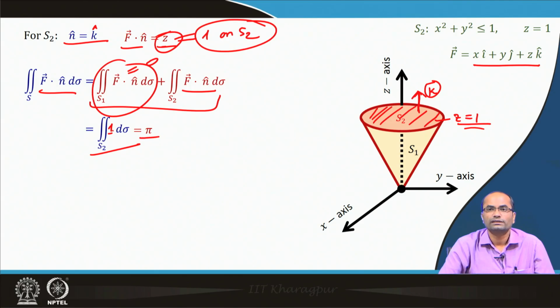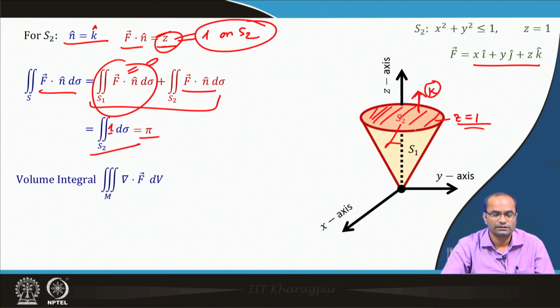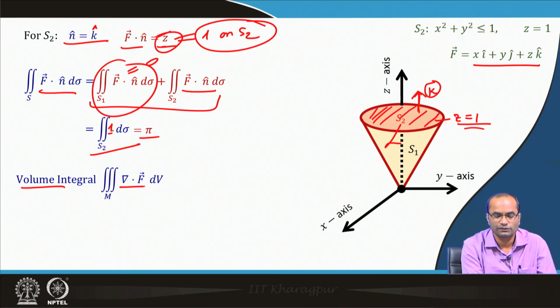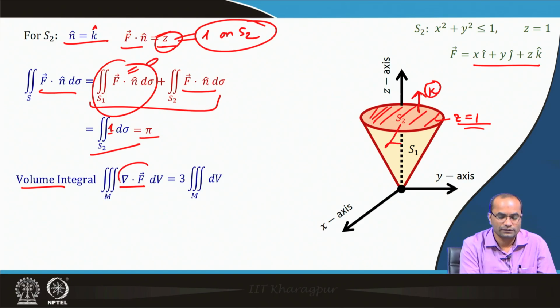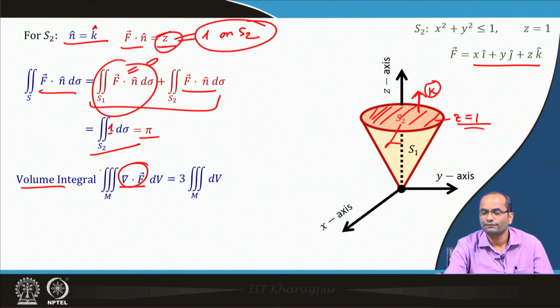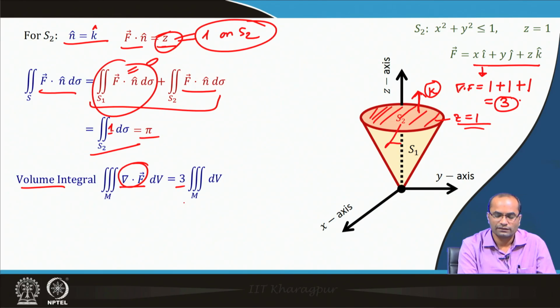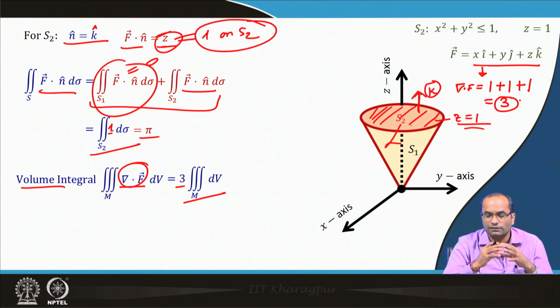Now, we will compute the other integral, which is over the whole volume given in this figure. For the volume integral we need to compute the divergence of f. Since f is given here, the divergence of f is the partial derivative of x with respect to x, which is 1, here also 1, and again 1. So, that is 3 there. So, this is 3, and then the volume enclosed by this surface.